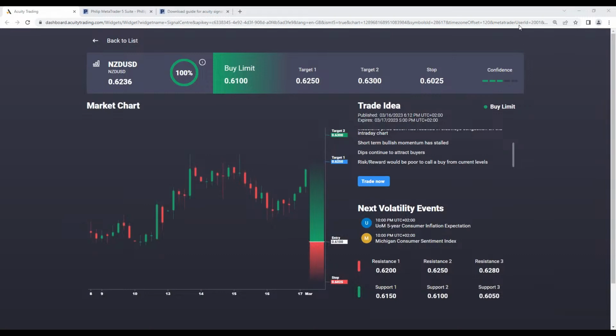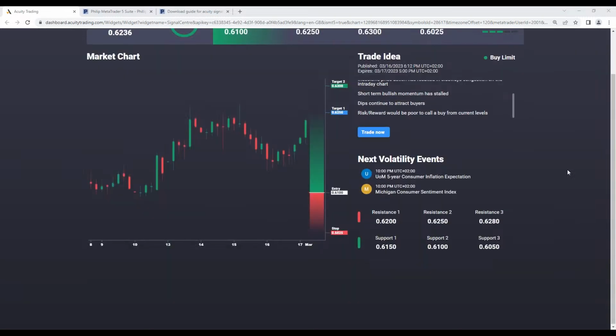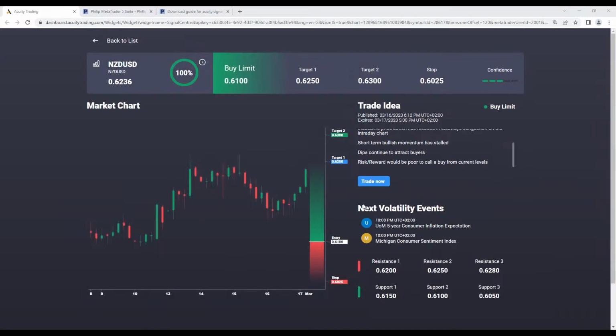Okay, so next up, you are also able to see some of the next volatility events for this particular currency pair, as well as additional support and resistance levels here. At this point, I just want to share that risk management is very important in trading, right? There is a very important concept called the risk-reward ratio, and in all the trade ideas that they give out, they take the risk-reward ratio into account.